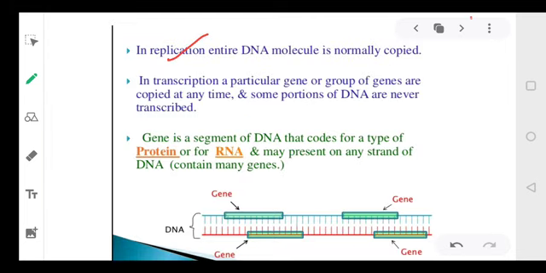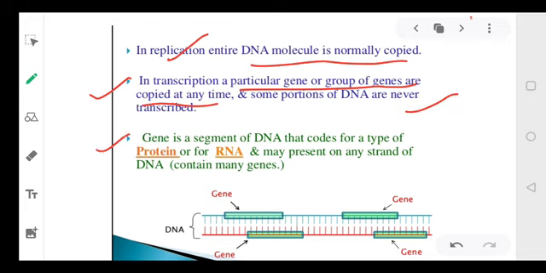Now, replication means producing DNA from DNA. So in replication, the complete DNA molecule is copied. But in case of transcription, only a portion of DNA, like a particular gene or a group of genes, is copied at one time. Some portions are never copied. So in transcription there is selection: we will copy this gene and not copy that gene, but in replication the entire DNA is copied.